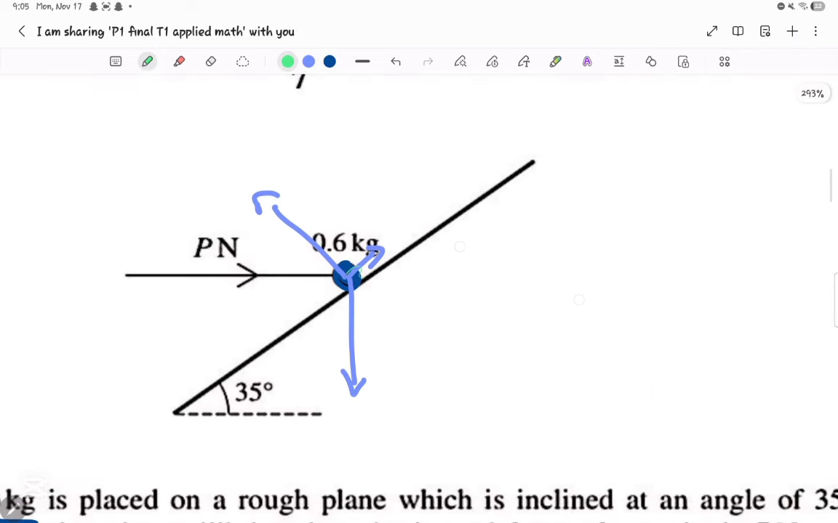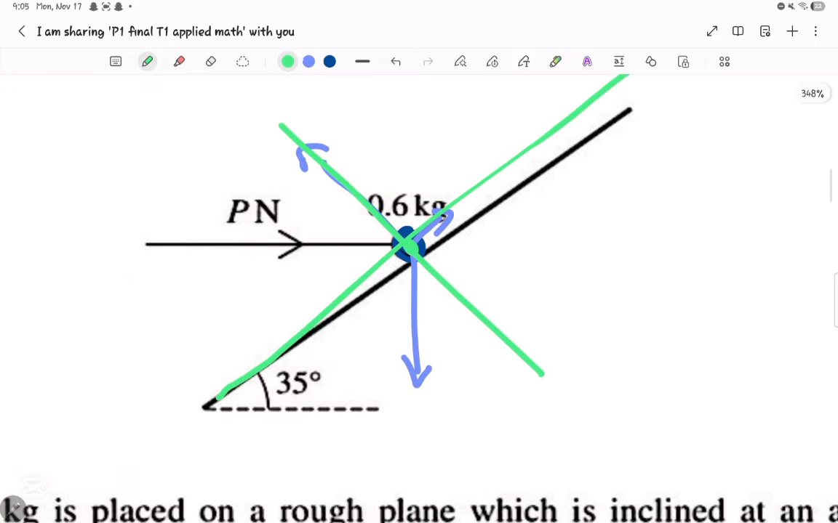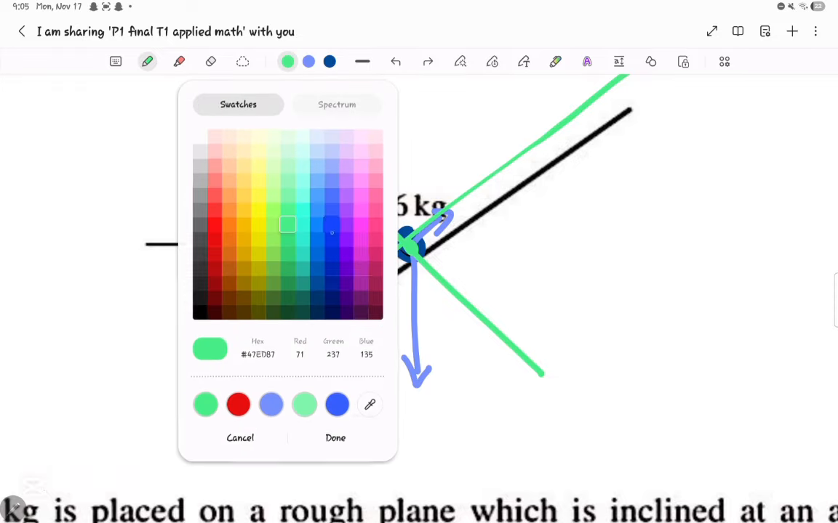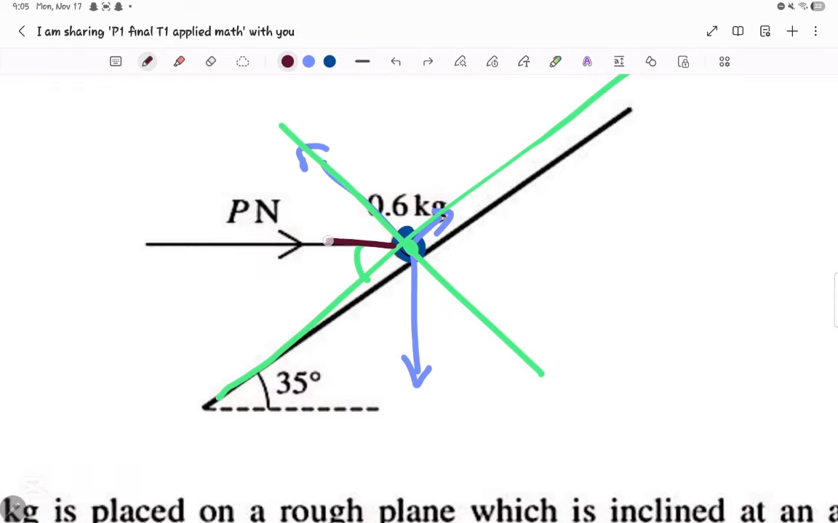How will I resolve? I will take this to be my y-axis, and this to be my x-axis. I know that these two lines are parallel, so what do they form? They form a Z shape. What do I do with the Z shape? They are alternate interior angles. That means this is also 35 degrees.